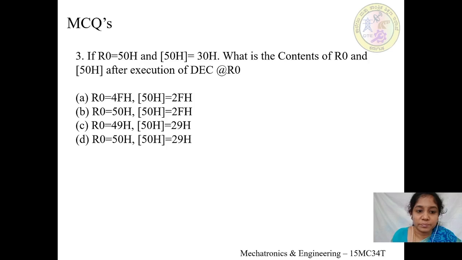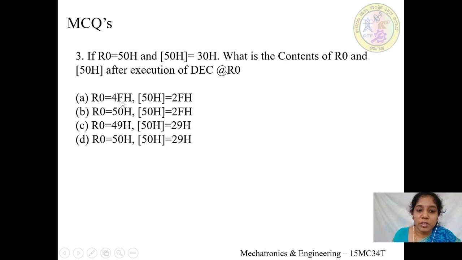Next question. If R0 is equal to 50H and contents of 50H is 30H, what are the contents of R0 and contents of 50H after execution of decrement @R0? So what are we performing here? We are performing decrement @R0. R0 is 50H and contents of 50H is 30H. @R0, this is the data, you are going to decrement that. If you decrement that, what happens?